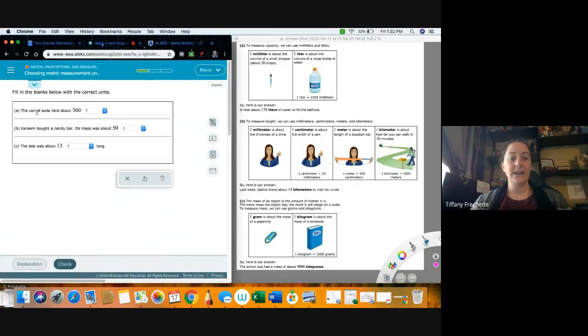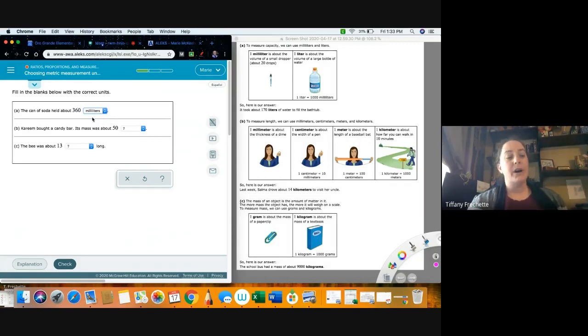Okay, so the can of soda held about 360 blank, and we can go milliliters or liters. So 360 milliliters, so droppers, or 360 large bottles, liters. I don't think one soda can hold 360 large bottles. So I'm going to go with milliliters. It just sounds a little bit more reasonable.